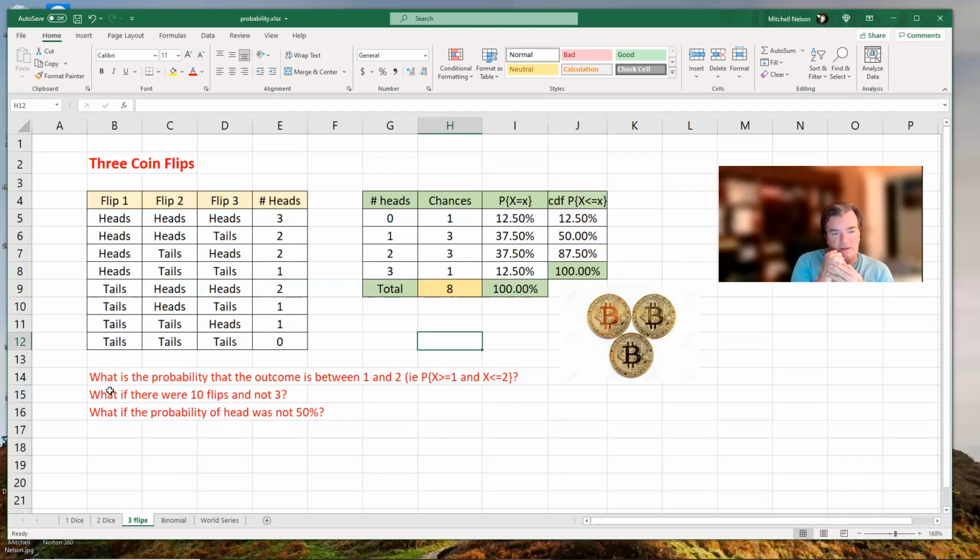What is the probability that the outcome is between 1 and 2? Right, so what is the probability that I am 1 or 2, including less than or equal to 1 or 2? Now, here's where, for the first time, this cumulative distribution comes into play. If I wanted to know the probability that I have between 1 and 2, I could ask that another way. I could say, well, what is the probability that I have less than 3, but more than 0?